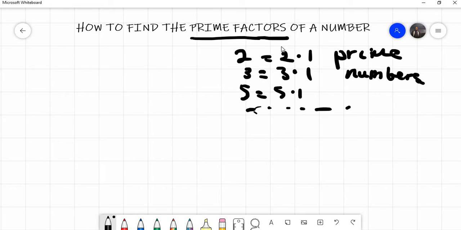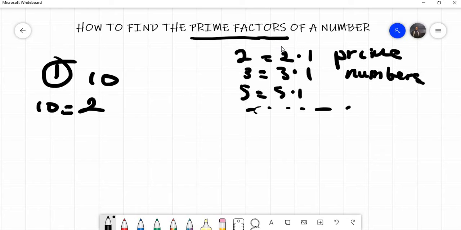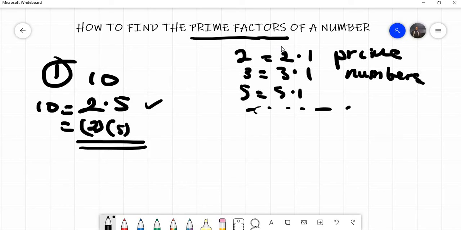For the first example, we are asked to find the prime factors of 10. How many ways can we find it? We know 10 times 1 is 10, and another way, 10 equals 2 times 5. To see it clearly, 2 times 5, like that. That's the only way, so that one is correct. So the prime factors of 10 are 2 times 5.